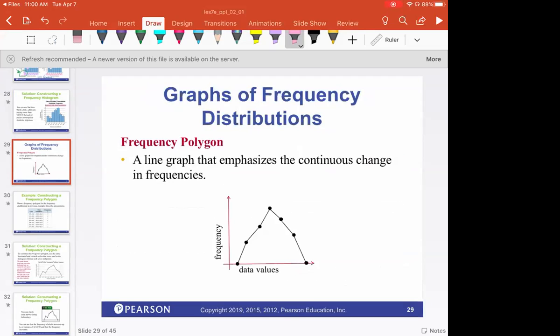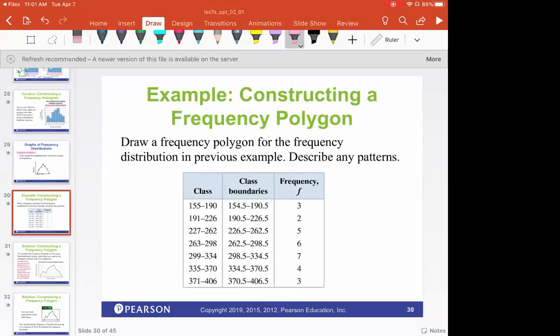All right, a new graph you may work with is called a frequency polygon. So it's like our histogram that we worked with, but instead of using bars, we're going to use dots as our points. And we can connect those dots at the end. This is called a frequency polygon, a line graph that emphasizes continuous change in frequencies.